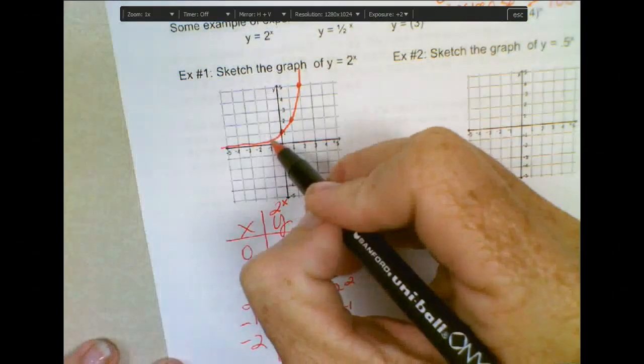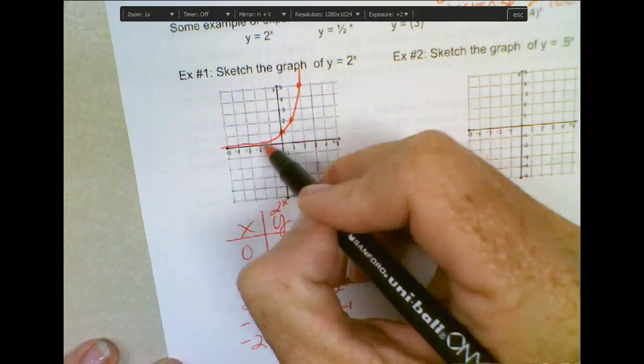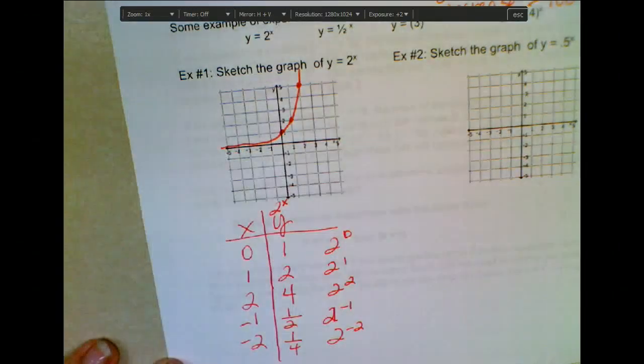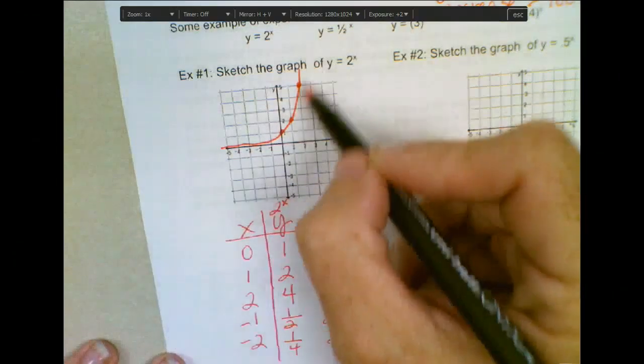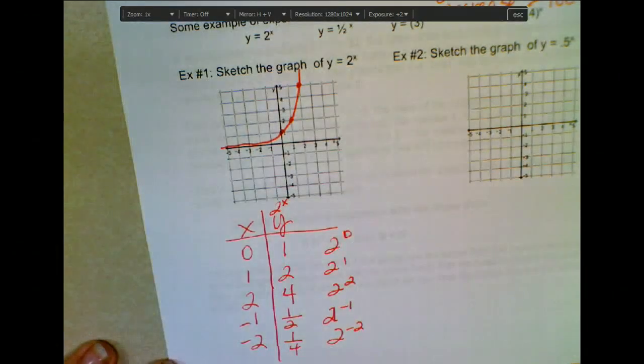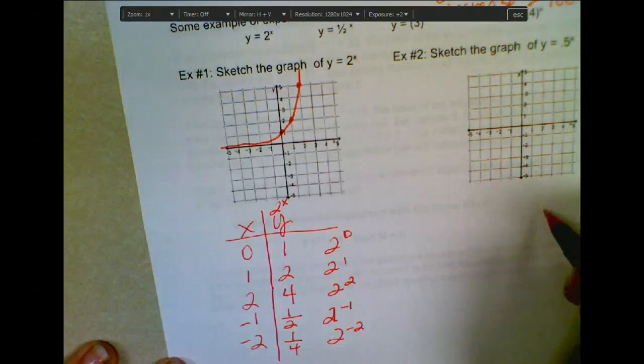So that point is way over here, and really close, and as it goes to the left, it's going to get closer and closer to the x-axis, but it's never actually going to touch it. Okay, so this is a typical exponential function graph. Okay, let's do the same thing here.